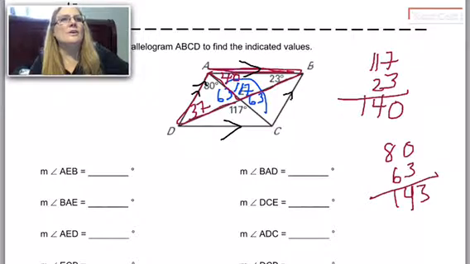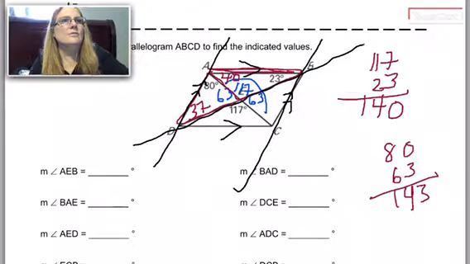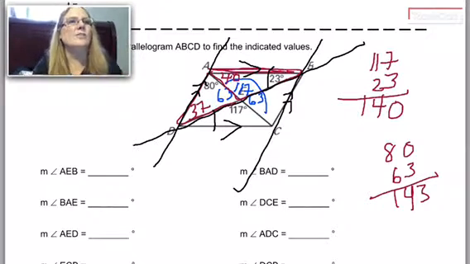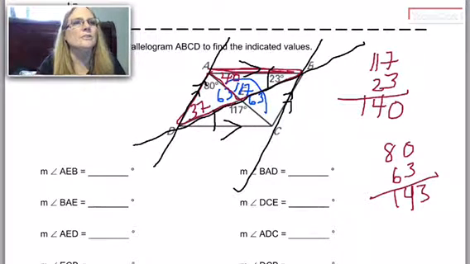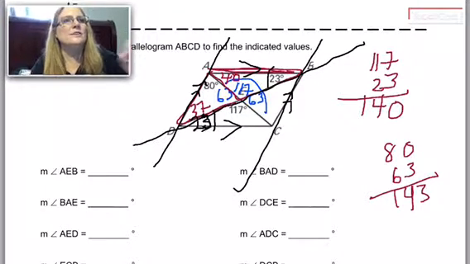Okay, so go back to the idea of two parallel lines and a transversal. This angle and this angle are alternate interior angles. So if that angle is 23, this angle has to be 23. Same thing going in the opposite way. This angle is 40. This angle is 40.